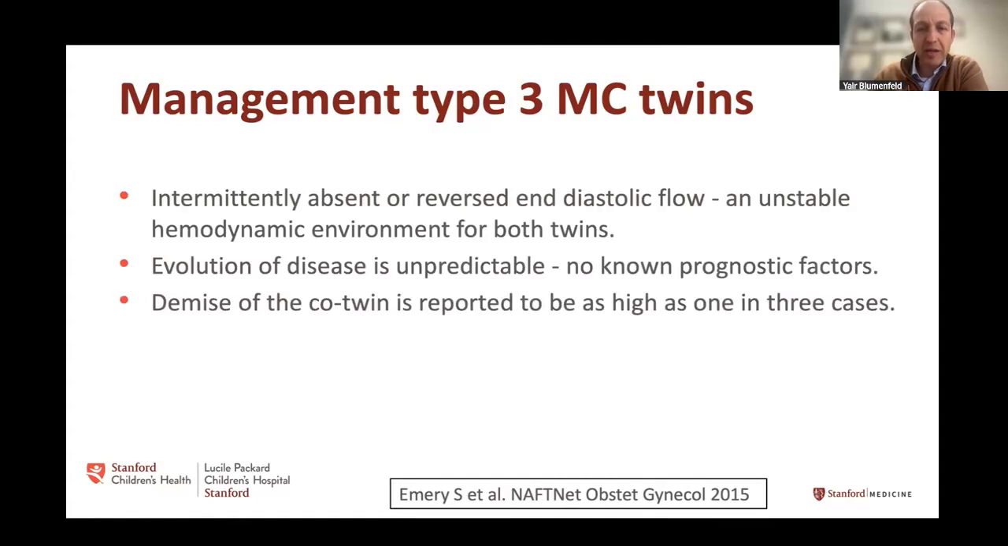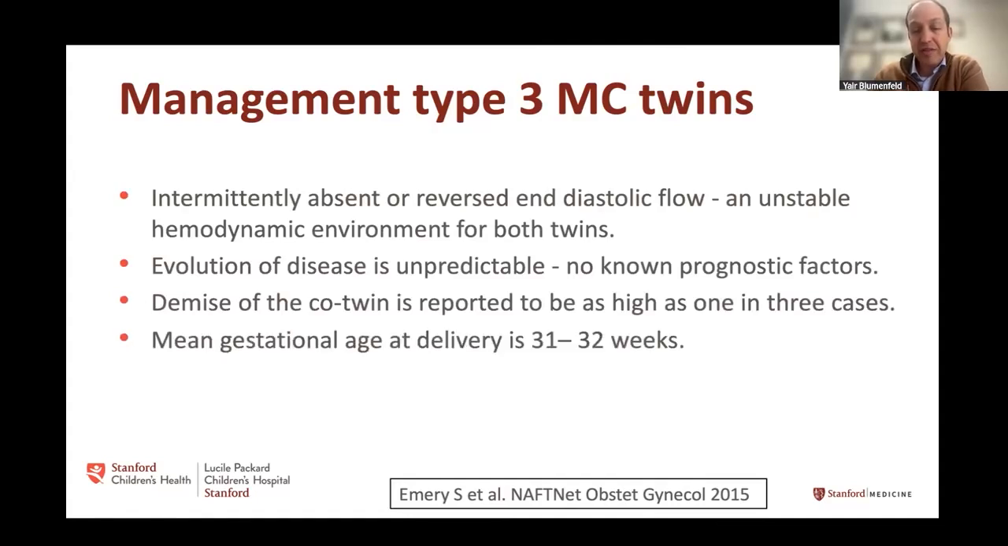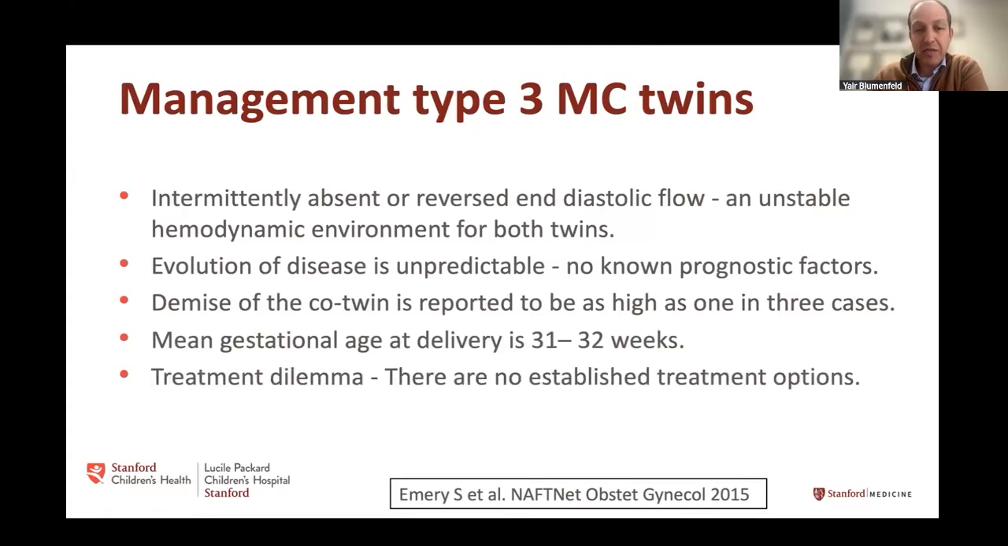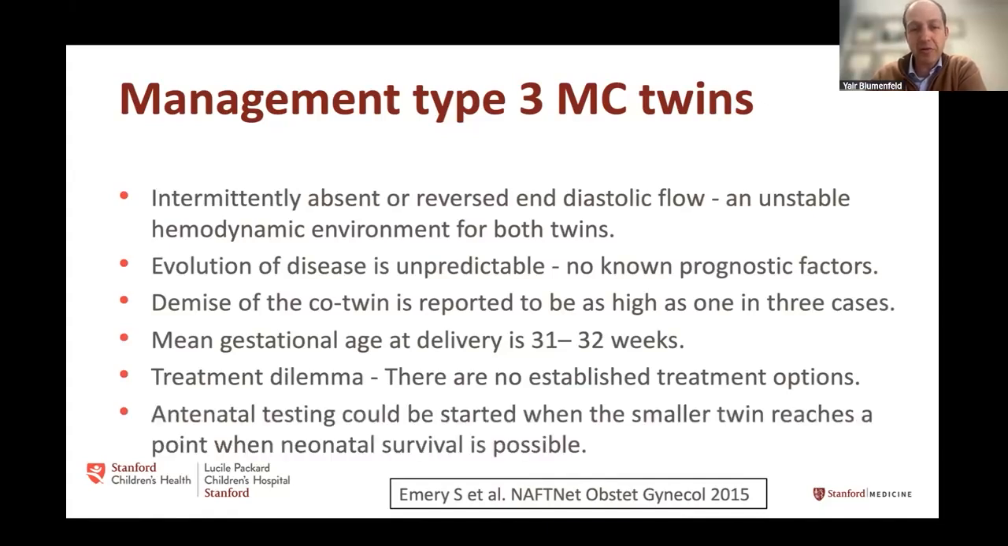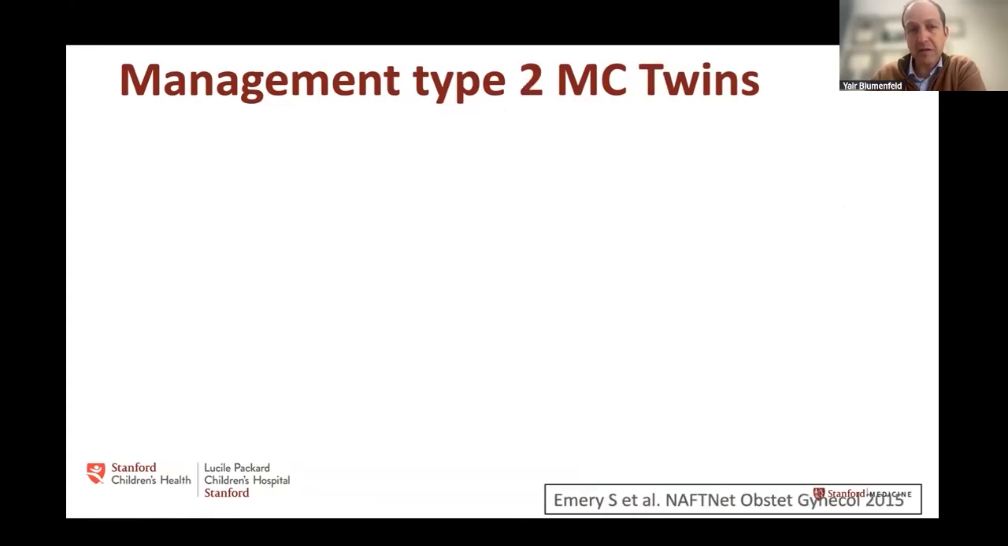Demise of one twin has been reported to be quite high. The mean gestational age of delivery is around 31 to 32 weeks. There are really no established treatment options. I even checked the ACOG guidelines today. They don't distinguish intermittent from persistent, absent, or reverse. A lot of close surveillance, some likely inpatient.